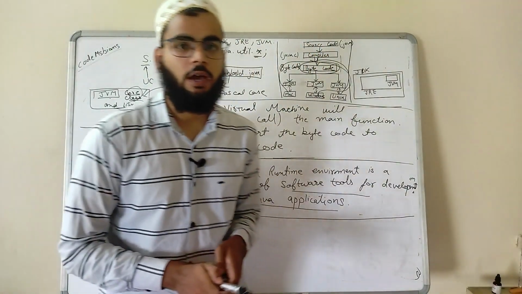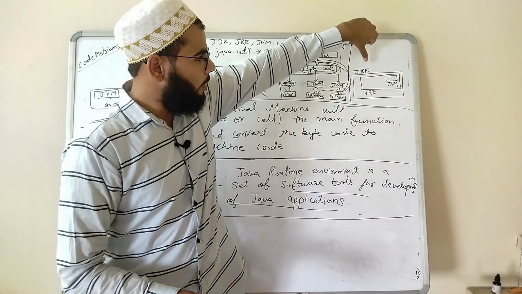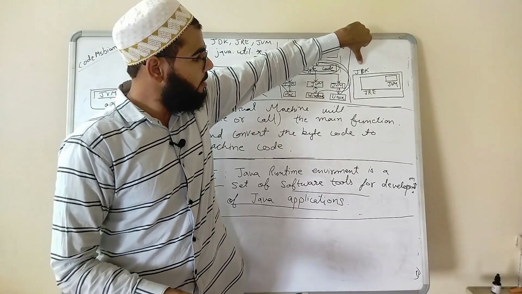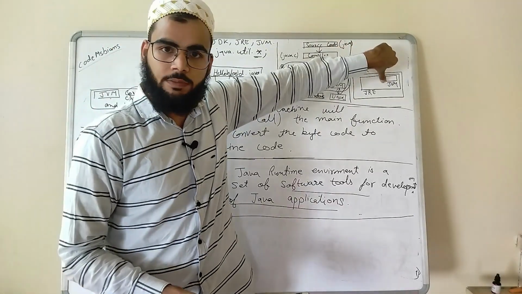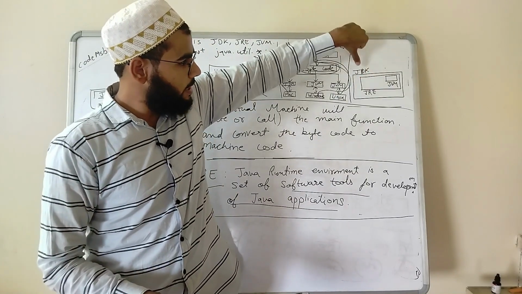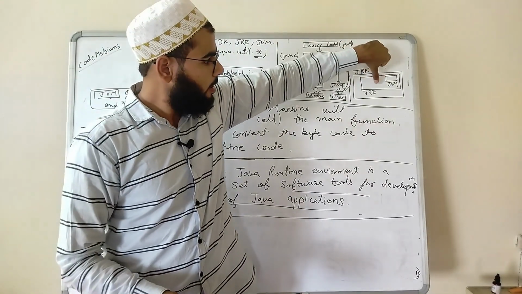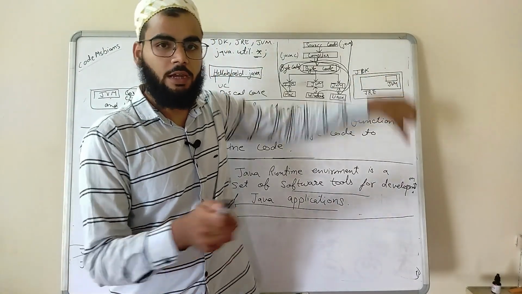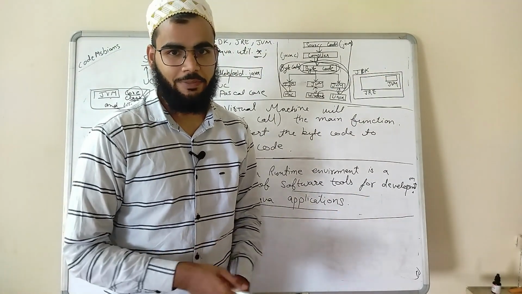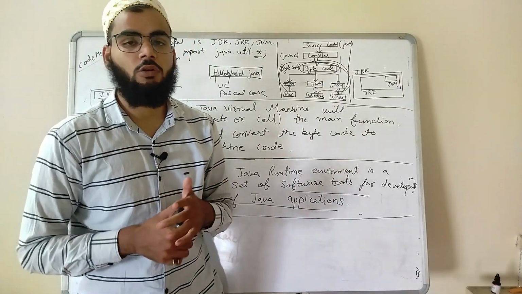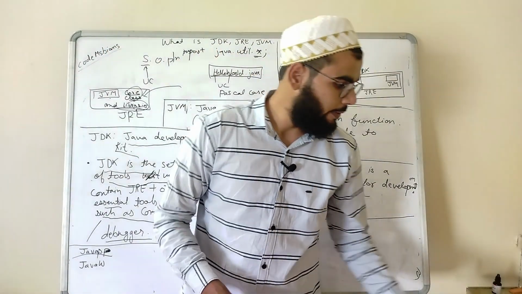Just one thing I wanted to mention here: remember this diagram. It's a very important diagram. This is the JDK, which is outside. That means the JDK consists of the JRE and the JVM. The JRE is inside the JDK, and the JVM is inside the JRE, the Java Runtime Environment. I hope it's clear to you. Now let's explore all these files on our computer, and you will have a better understanding.